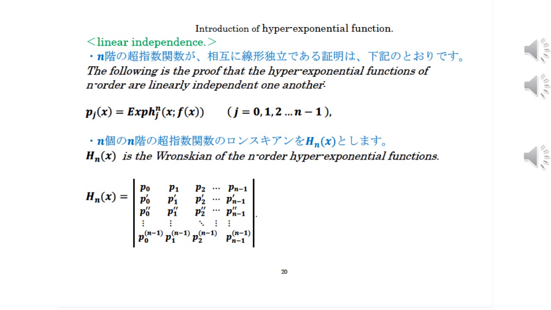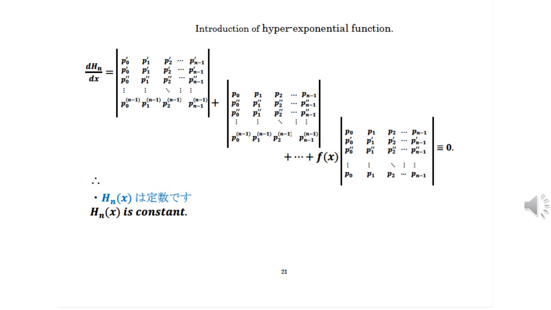Linear independence. The following is the proof that the hyper-exponential functions of n order are linearly independent of one another. Hn(x) is the Wronskian of the n-order hyper-exponential functions. Therefore, Hn(x) is constant.